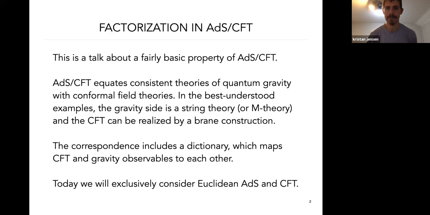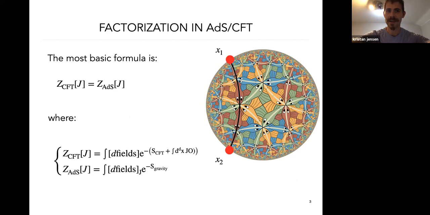We'll get to the basic property in question shortly. Bear with me for a few slides. Let me remind you of the most basic formula in all of AdS/CFT, the thing from which most of its usefulness has come. It is an equation that relates the partition function of a conformal field theory with some sources for operators, collectively labeled by J, and that's equal to the path integral of quantum gravity in spacetimes with appropriate boundary conditions and negative cosmological constant.